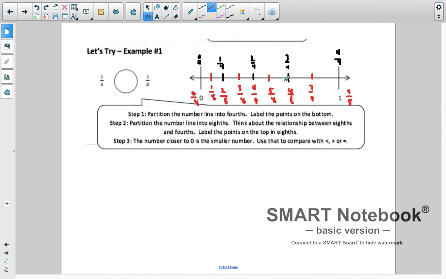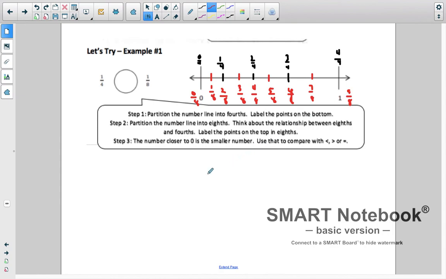Now the way that I knew that this point will be 2/8 or this point will be 4/8, well, if I look at this one, 1 plus 1 is going to be 2, and 4 plus 4 is 8. Same thing here. 2/4. 2 plus 2 is 4, and 4 plus 4 is 8. Same here. 3 plus 3 is 6, and 4 plus 4 is 8. So it works out that these numbers would be equal if I add those numbers on the top and the bottom. Okay? Let's look at number 3.